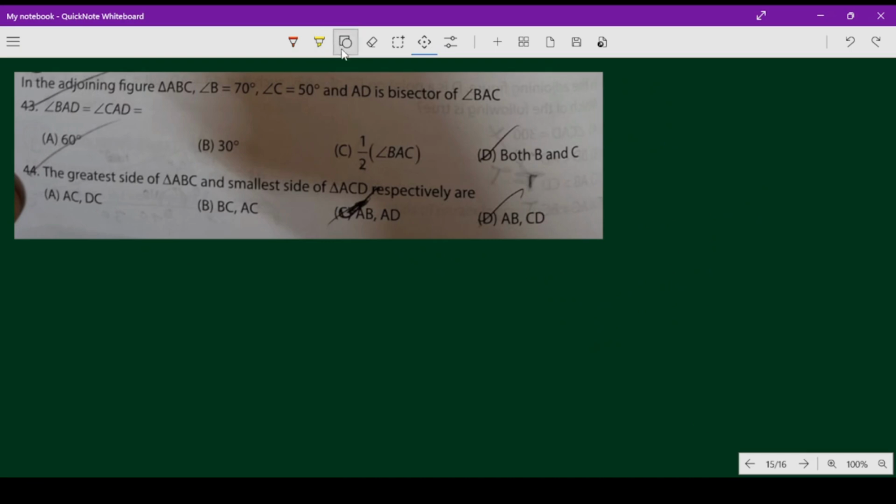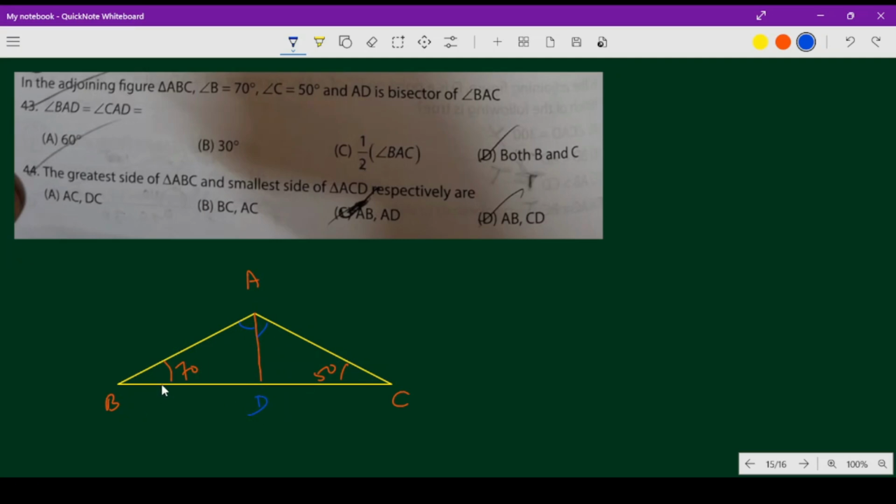So we are given a triangle ABC, in which angle B is 70, angle C is 50, and AD is the bisector of angle BAC. Hence this angle and this angle are both equal. Now we need to find the angle BAD.